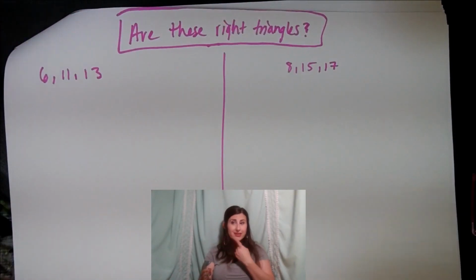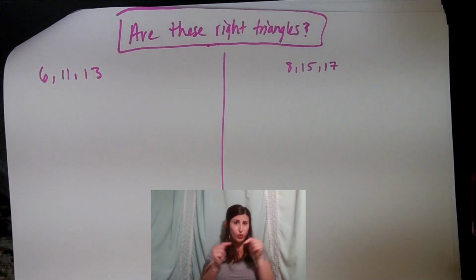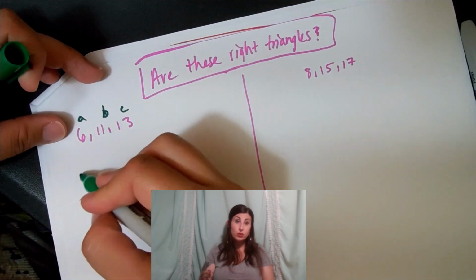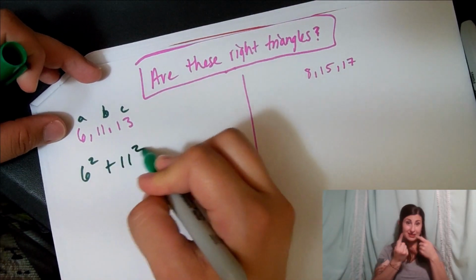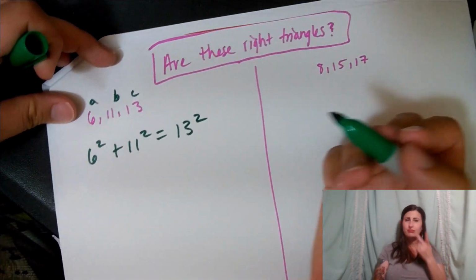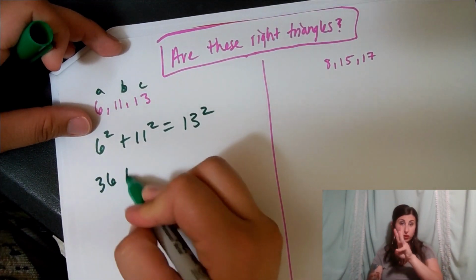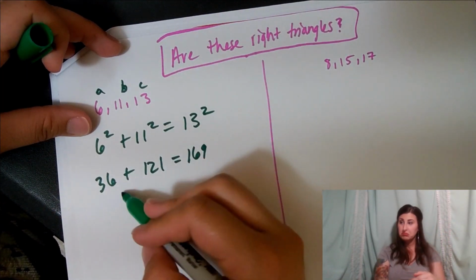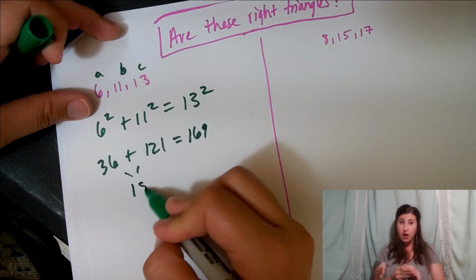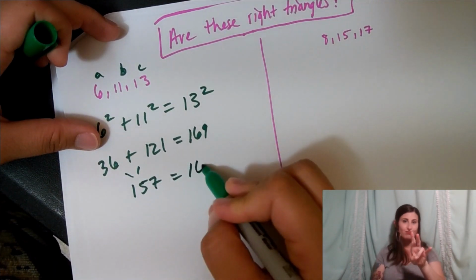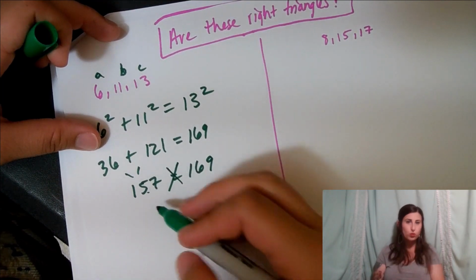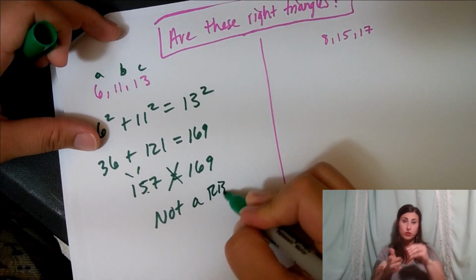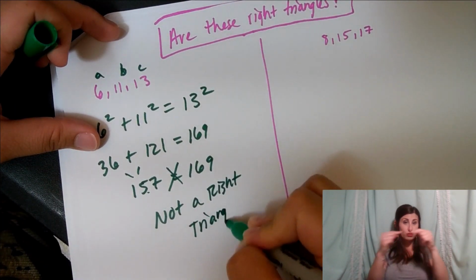So it says, are these right triangles? Well, let's plug them in. This is A, this is B, and this is C. So I'll say 6 squared plus 11 squared equals 13 squared. Let's see if that's true. So 36 plus 121 needs to equal 169. Add those together. That's 157. And that's supposed to equal 169. That's not a true statement. So these are not the measurements of a right triangle. It has to produce a true statement.